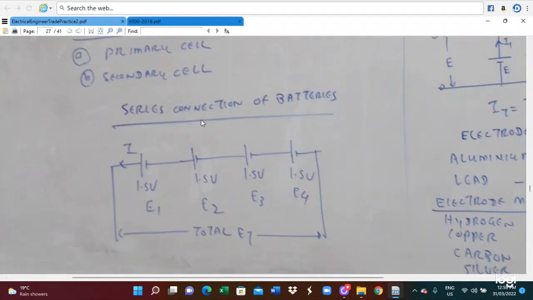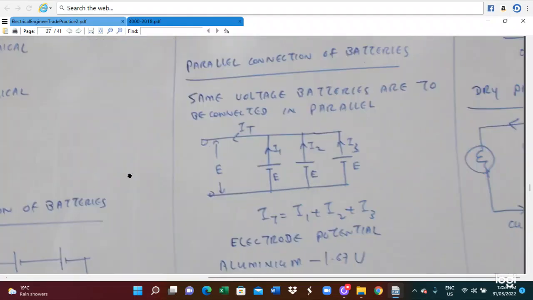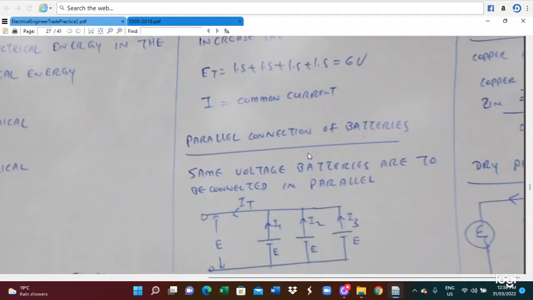So this is the series connection of the battery. 1.5 volt, 1.5 volt, E1, E2, E3, E4. Then we add them together: E is E1 plus E2 plus E3 plus E4. So this is the series connection. In this case, a series connection increases the voltage. Each cell has 1.5 volts, so there are four 1.5 volt cells added together to give a total voltage of 6 volts. And the common current is flowing.